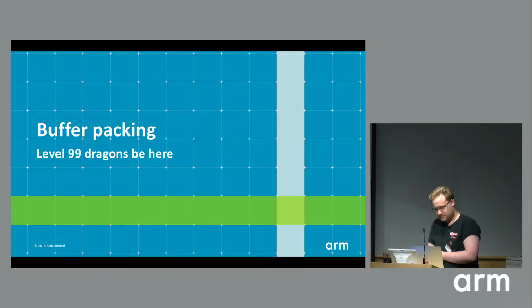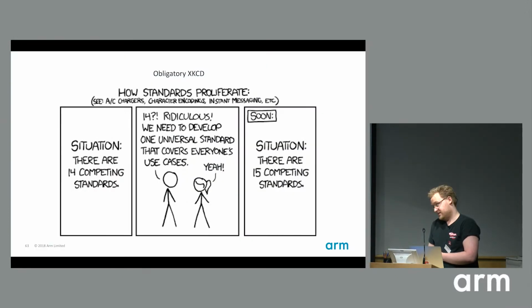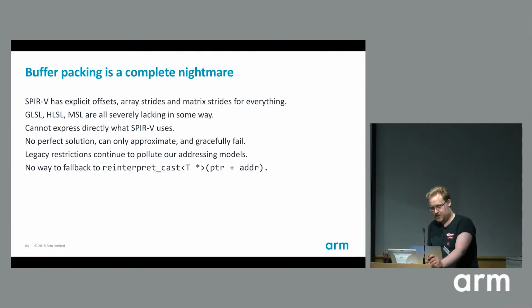So yeah, buffer packing. Buffer packing is terrible. This is why I hate every shading language right now. SPIR-V does the right thing. It has explicit offsets. It has explicit everything. They're all lacking in some way. I can't reinterpret-cast stuff and just do it manually. Maybe I can do that in Metal. I'm not sure. But the code will look horrible anyways.